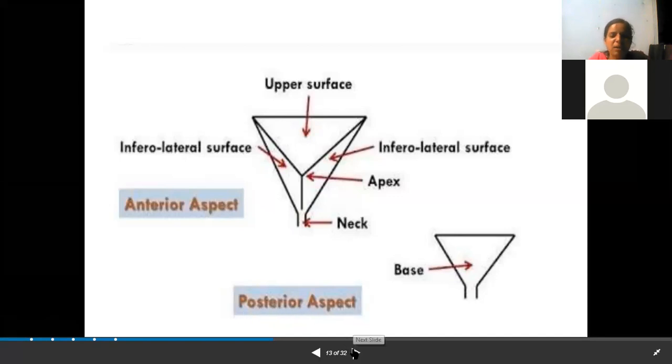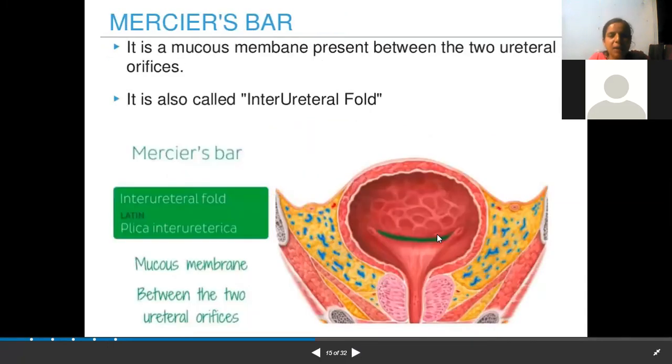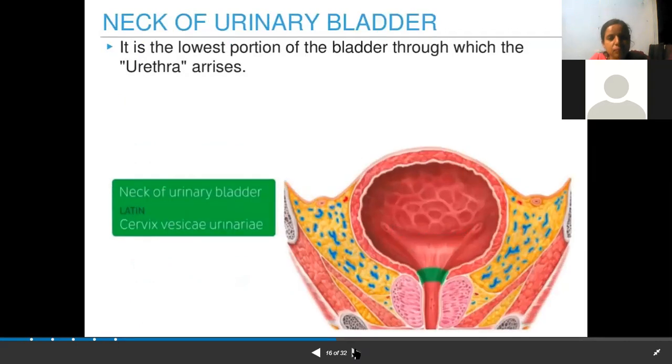You need to have a little more imagination because the specimen is not in your hands and you didn't even see the dissection properly, isn't it? This is one ureteric opening, this is one more ureteric opening. These are slit-like openings. This green line is the interureteric ridge, bar of Mercier, I said Mercier's bar. This is the neck of the urinary bladder, the lowest portion through which the urethra starts. This is trigone, and this is urethra.